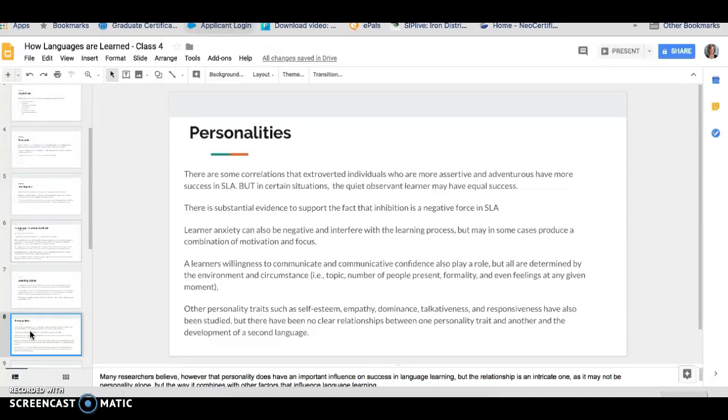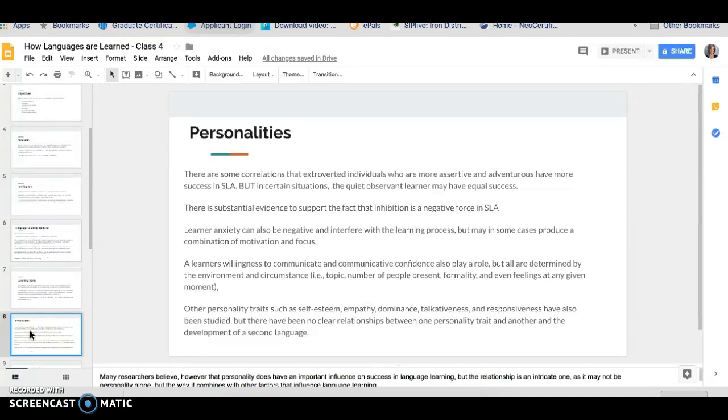And we talked about the affective filter a few weeks ago, and that can definitely inhibit a second language learner when they don't want to talk because they're not sure how to say it or they feel stupid. And that inhibits their ability to learn if they continually choose not to talk because they can't practice those skills. And a learner's willingness to communicate and communicative confidence also plays a role as part of their personality, but all of those are determined by the environment and the circumstances.